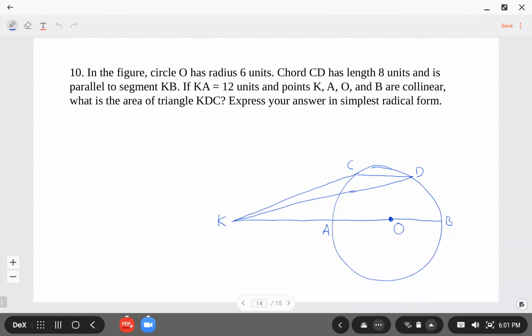10. In the figure, circle O has the radius of 6 units. Chord CD has length 8 units and is parallel to segment KB. If KA equals 12 units and points K, A, O, and B are collinear, what is the area of triangle KDC? Express your answer in simplest radical form.